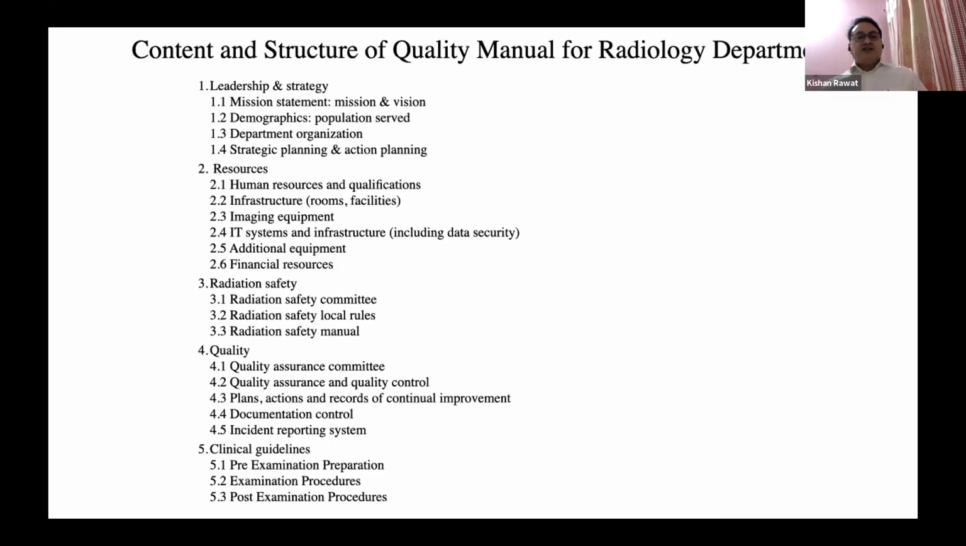Third is the radiation safety. So every department should have rules and manuals for radiation safety. Fourth, quality. So there are some quality committees, quality assurance and quality control programs, and documentation of these programs. And last is the clinical guidelines. So there should be some clear-cut guidelines for the preparation and the procedures in the department.